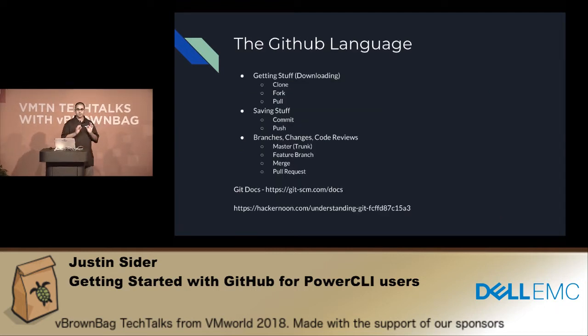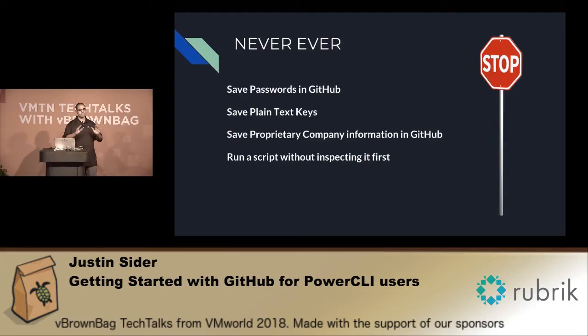All right, some language terms. We have the downloading items: cloning, forking, and pulling. Saving stuff: commit and push. I'm going to go into all these in a bit more detail, so bear with me. And then we have branches, and there are a lot of terms around branches that we'll cover: master, feature branch, merging, pull requests. Holy crap, there are a lot of terms I've already gone over. But just wait, I have pictures. Pictures make everything better.